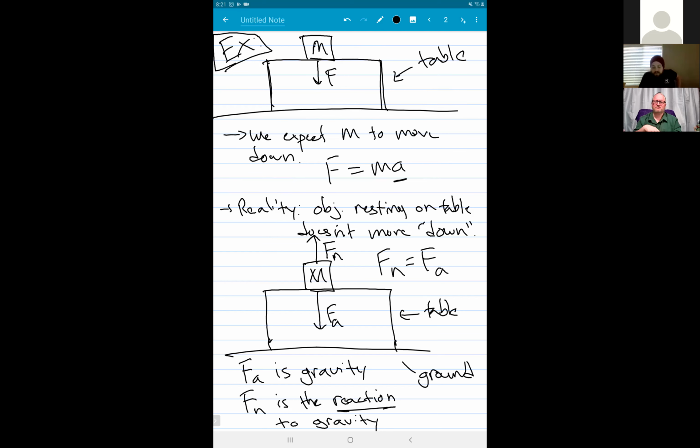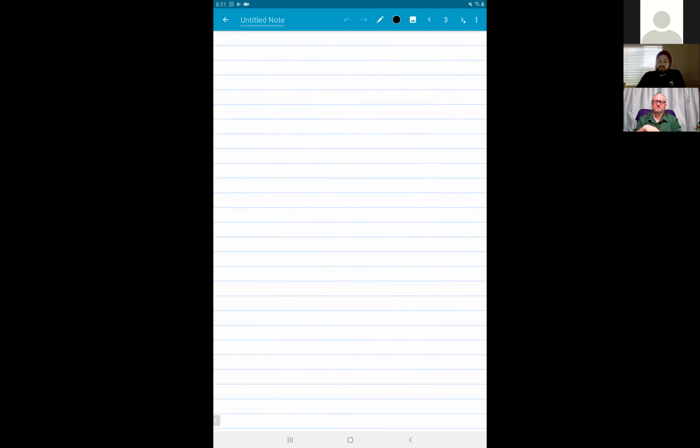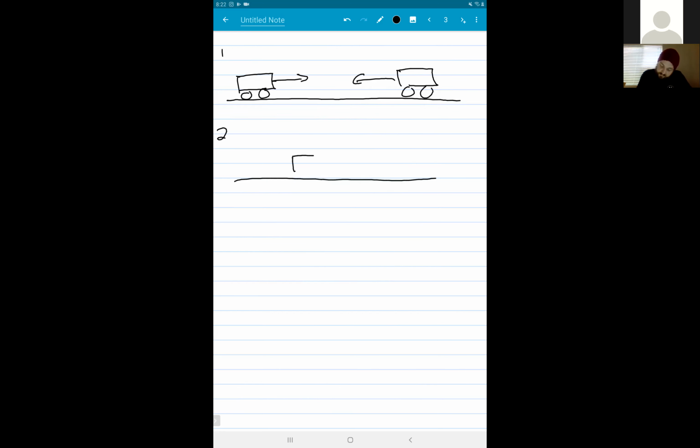Okay, so that's just action-reaction pair, okay? So here we go. So the way this lab's working is actually we have a cart. Essentially what we would do is we would have a single track like so, and we'd have a cart on each side. And they're going to be flying at each other, right? And then they're going to smack into each other.